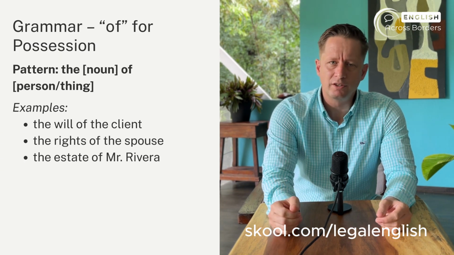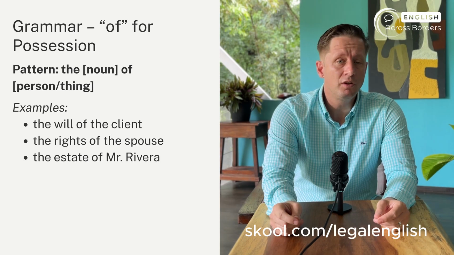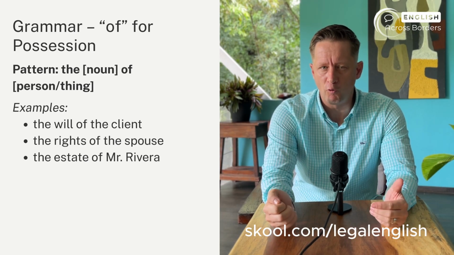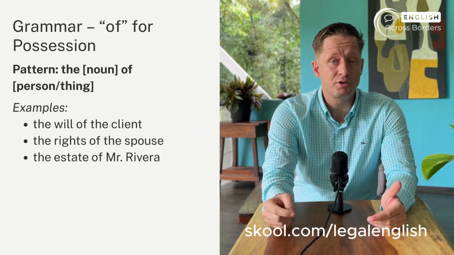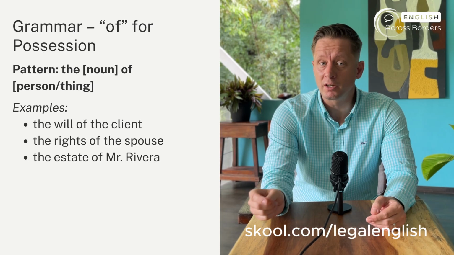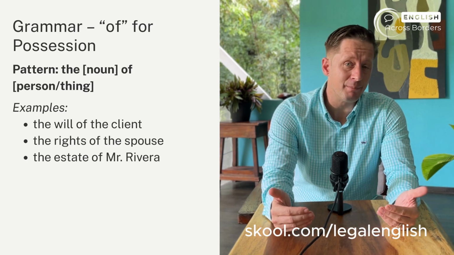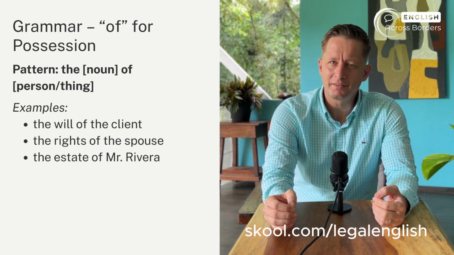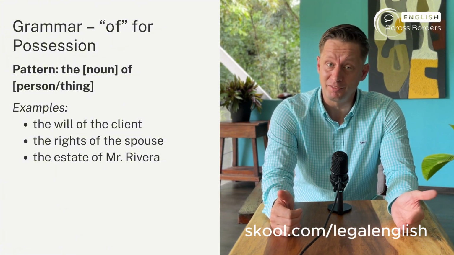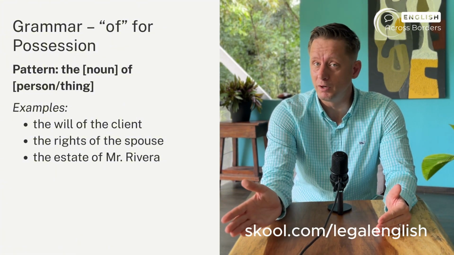There's another way to show possession in English, using the word of. This form is more common in written or formal English, such as contracts or court documents. For example, the will of the client. This is the same as the client's will, but it sounds more formal. The rights of the spouse. This means the spouse's legal rights.